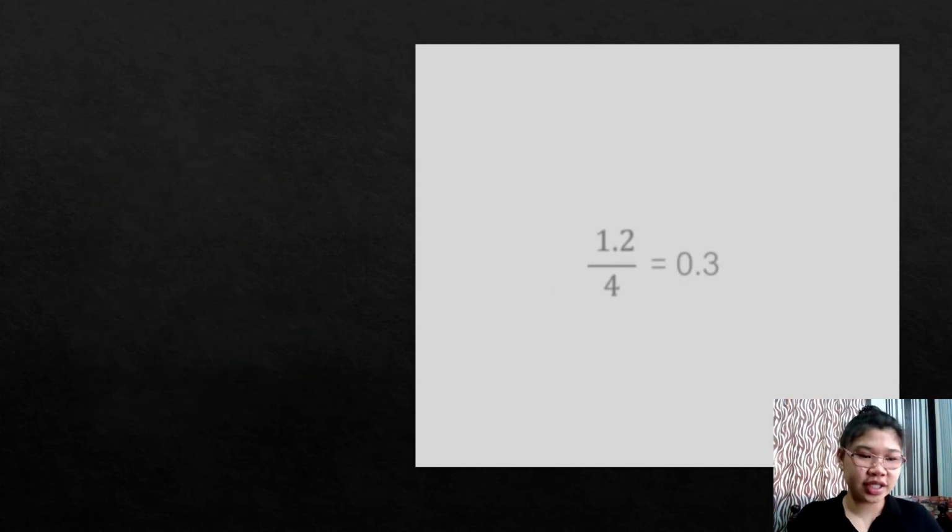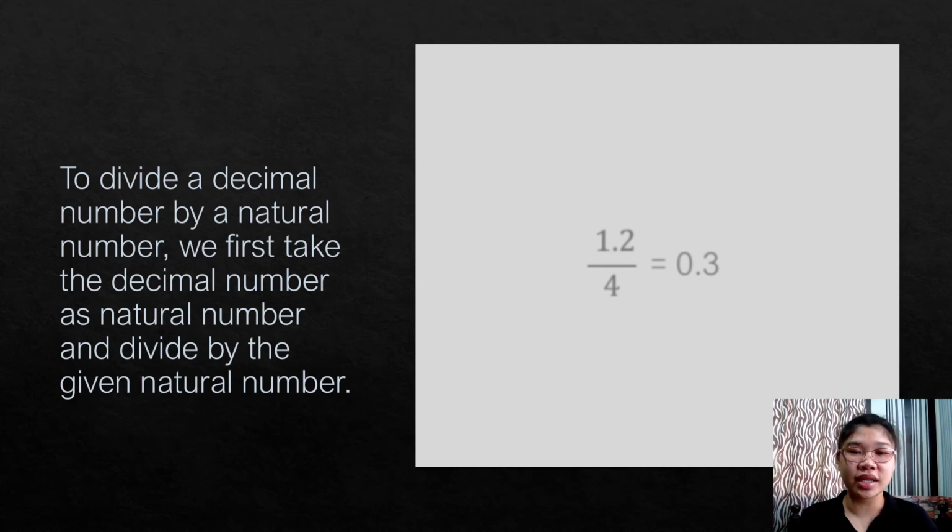Of course, next to multiplication is division. I mean, they always come together. So, to divide a decimal number by a natural number, here's what we are going to do. We first take the decimal number as a natural number and divide by the given natural number. So, again, to divide the decimal number by a natural number, we first take the decimal number as a natural number and divide by the given natural number.